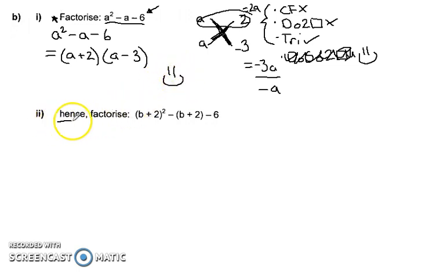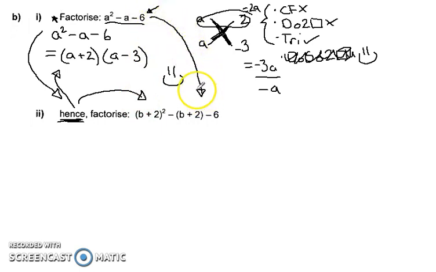But here's where people fall apart, because they see this ugly word, hence. And hence is a word that we don't use in real life. But basically, hence means because you've done that, you'll be able to do this, and you must use what you've done over there to solve this over here. So hence means look at what was given to you before and what's given to you now. Do you notice any similarities?